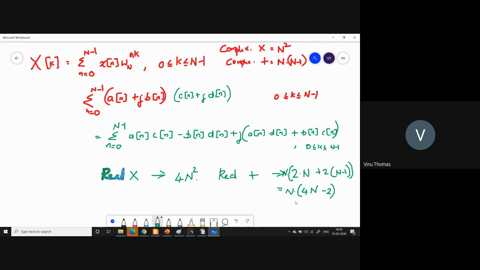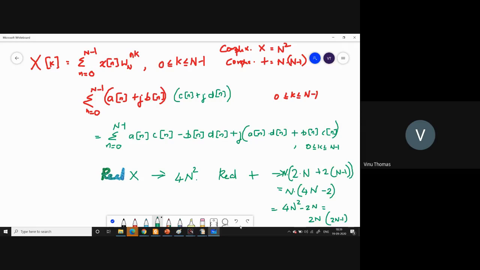Is it clear? You have to understand how you arrived at this value. The number of real additions is n into 4n minus 2. So that is 4n squared minus 2n. You can also write this as 2n into 2n minus 1.